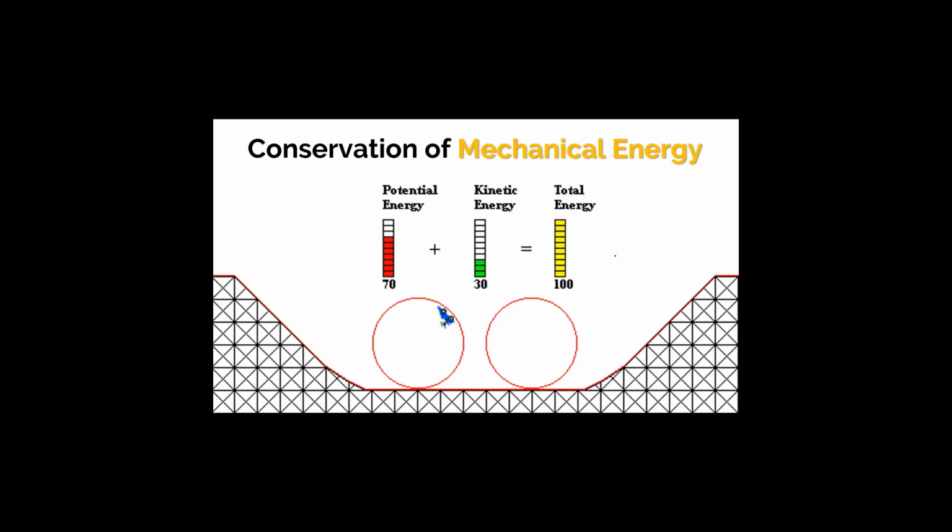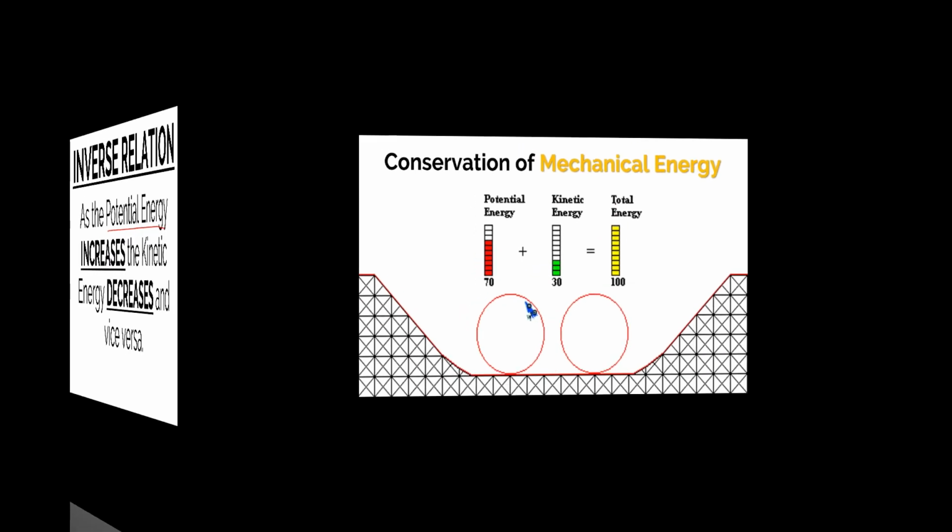And when the object slows down, its kinetic energy goes down and its potential energy goes up. And that is the reason why I have mentioned that potential energy and kinetic energy are inversely related with one another, because if potential will increase, the kinetic will decrease. The same with, if the kinetic will increase, the potential will decrease. So that is the conservation of mechanical energy.